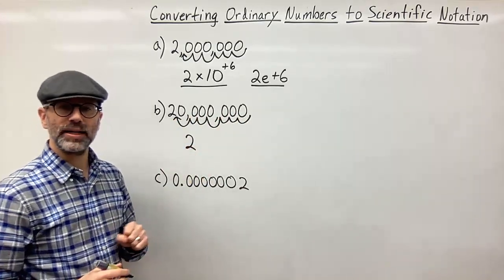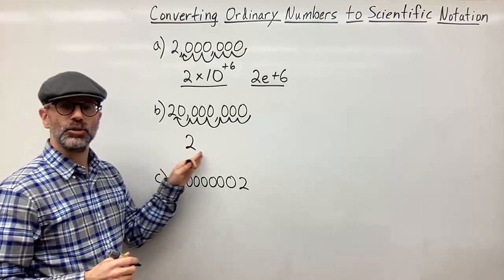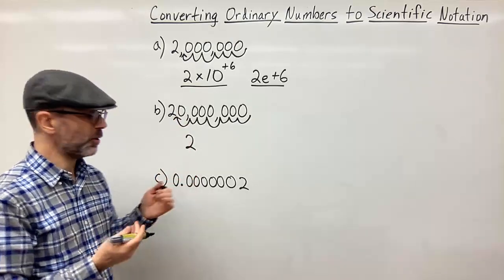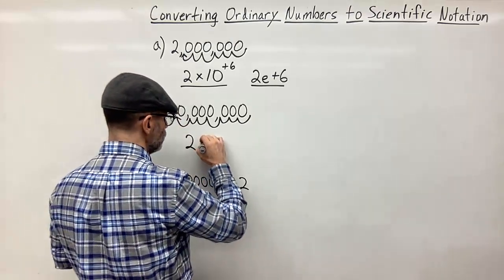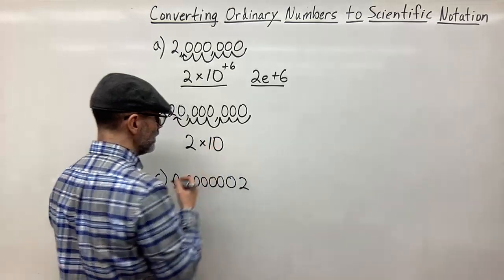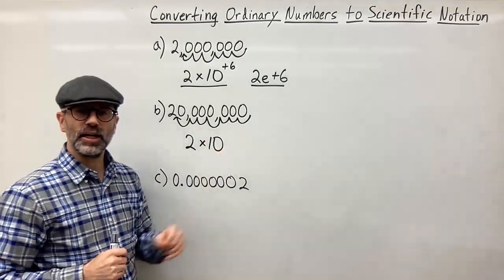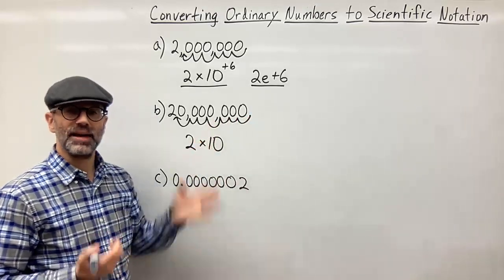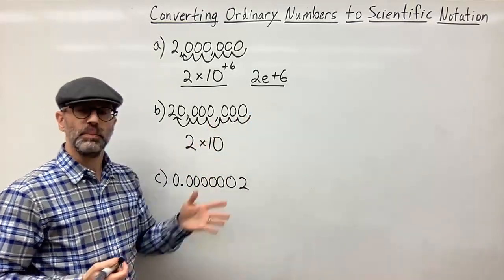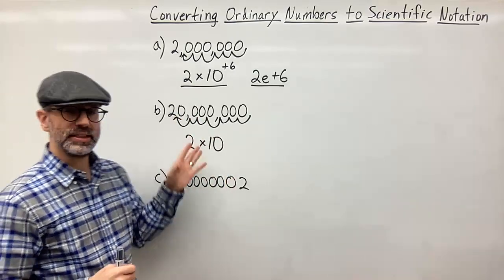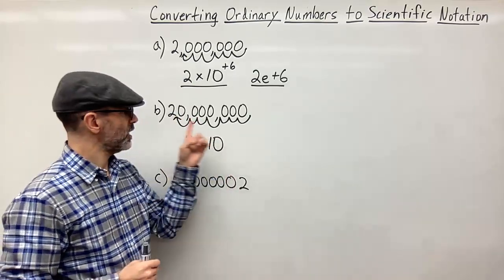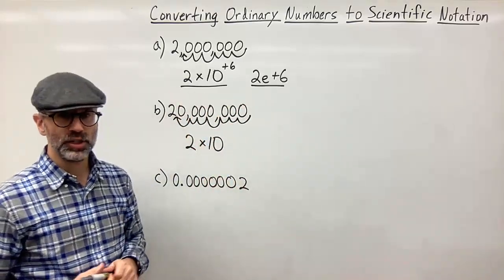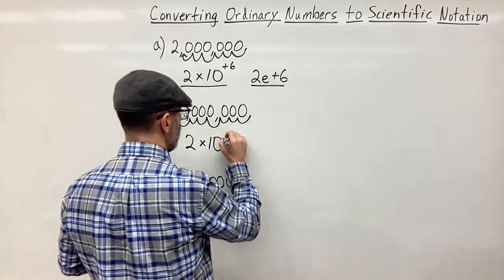So now I got to multiply this by 10. The reason I multiply it by 10 is because 2 is not the same as 20 million. I need the same number. So I'm going to multiply 2 by 10. The exponent on the 10 is going to be 7 because I moved the decimal point over 7 times. Is it going to be positive or negative? Well, in this case, it's going to be positive again because I have a large number. 20 million is a large number, so my exponent should be positive. So here we have a positive 7.